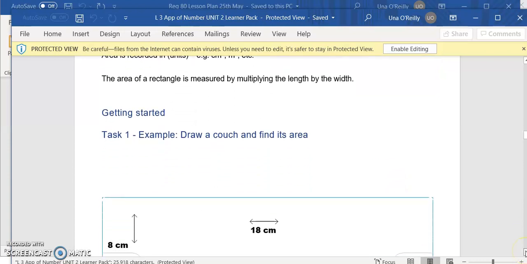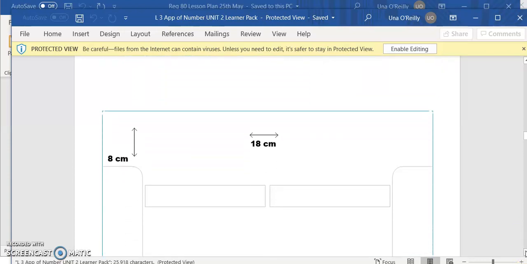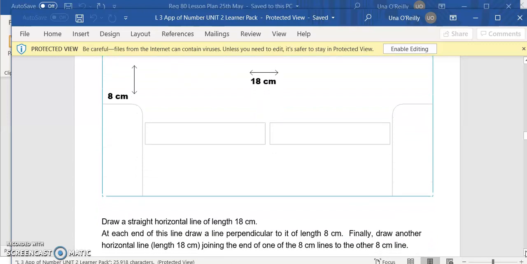Okay. So here it's asking you to draw a couch and find its area. Now this may be hard to see in the video, but it'll be easier to see in your pack. So your couch is 8 centimeters high and 18 centimeters wide. Okay, draw a horizontal straight line. Horizontal means going across, okay, of length 18 centimeters.